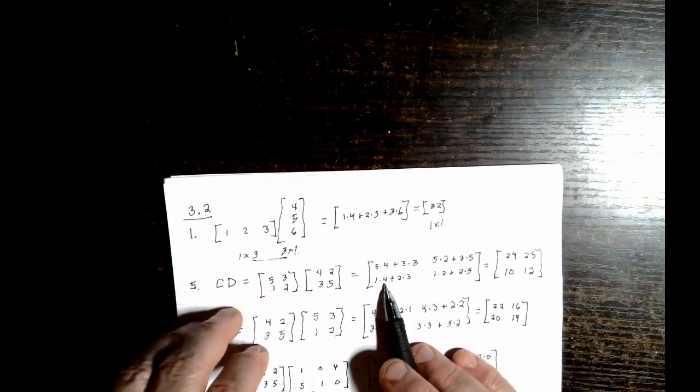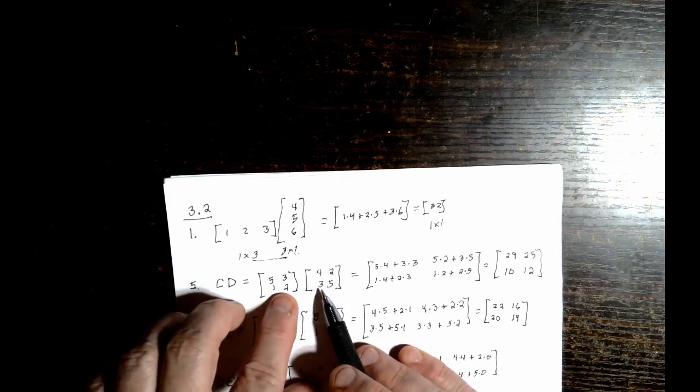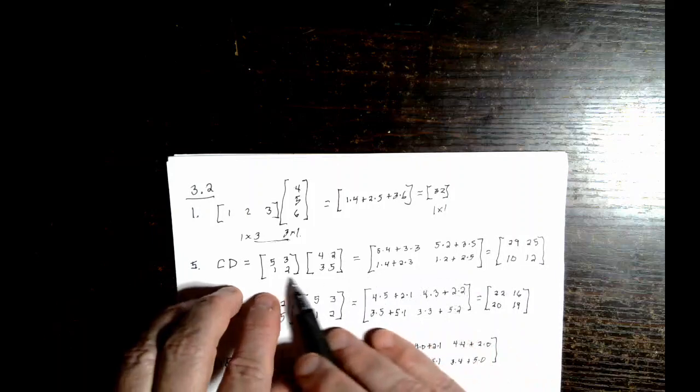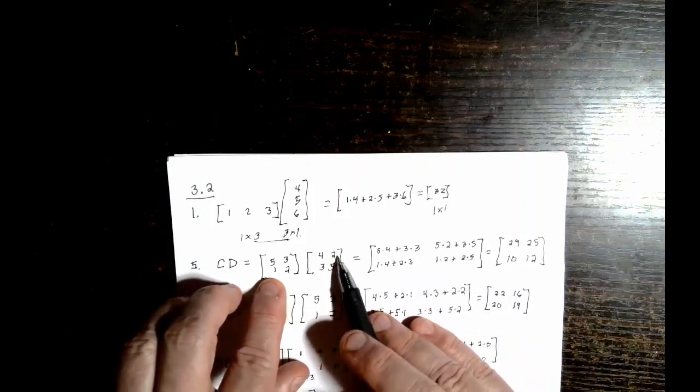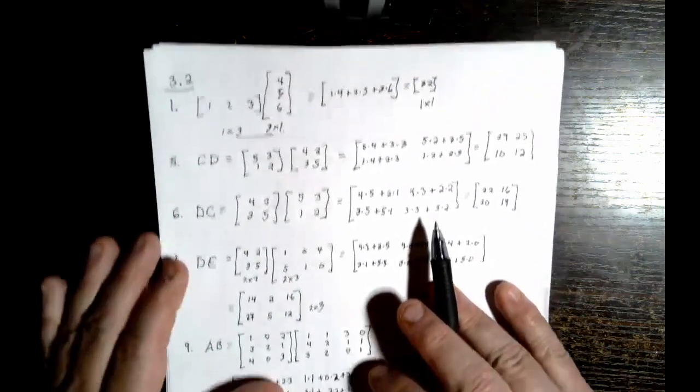To find element 2, 1, you got to use row 2, column 1. 1 times 4 plus 2 times 3. To find element 2, 2, you got to use row 2 and column 2. 1 times 2 plus 2 times 5. And you add it all up and you get your answer. Now these are doing these by hand.